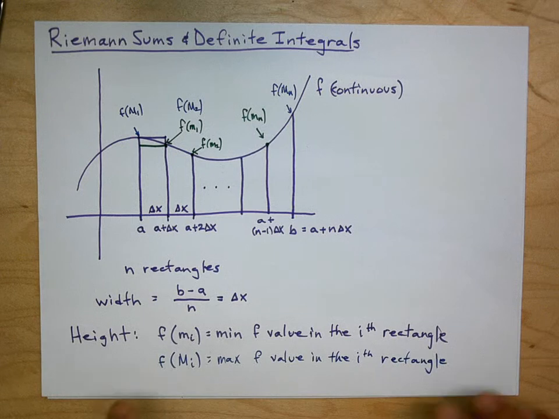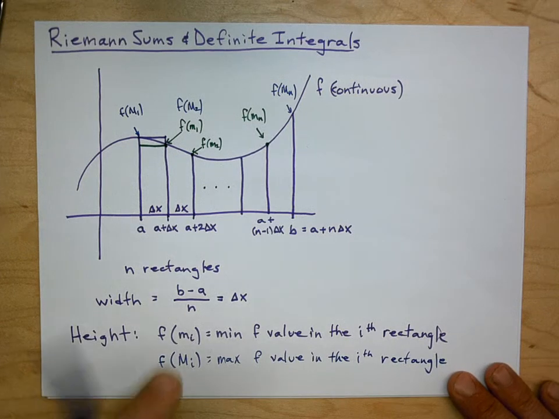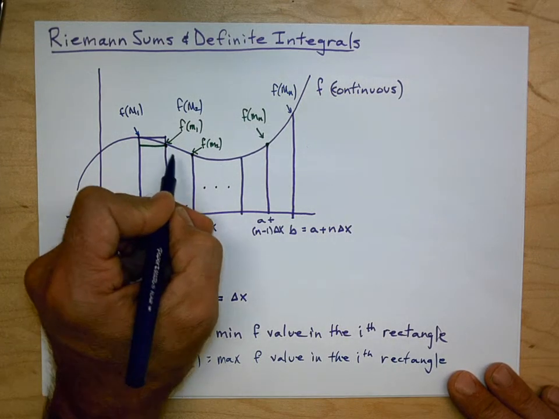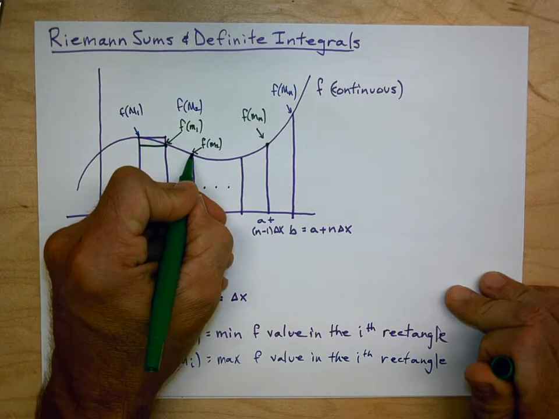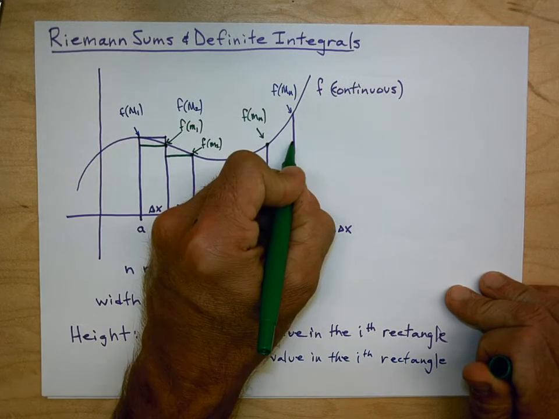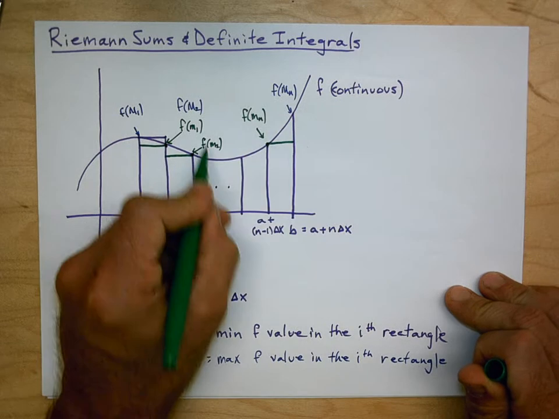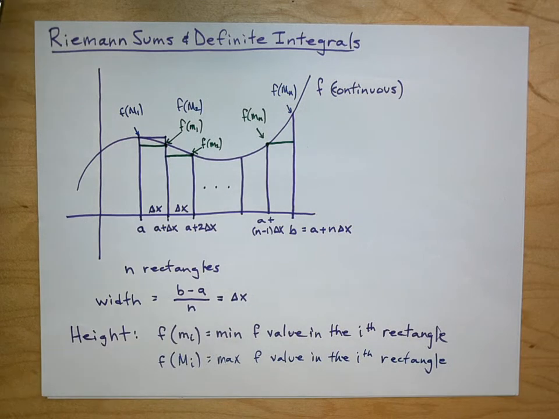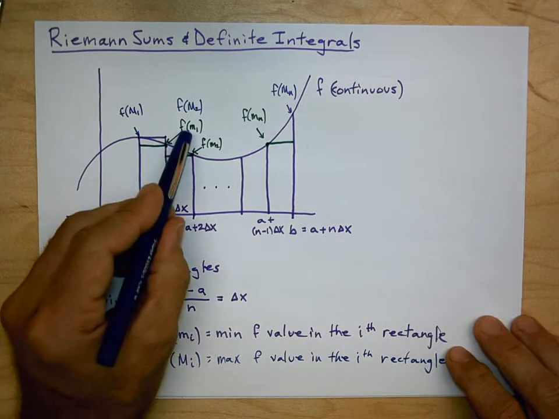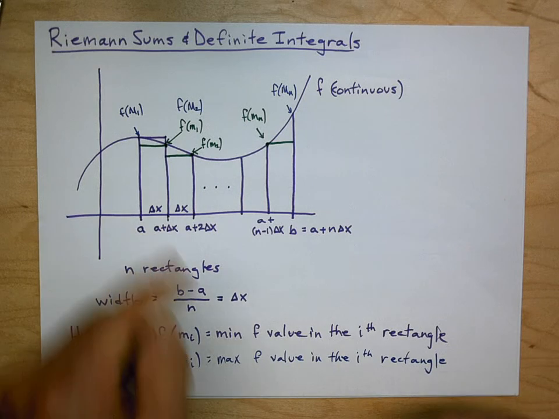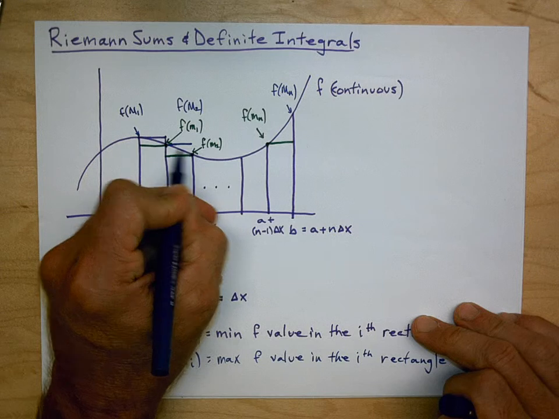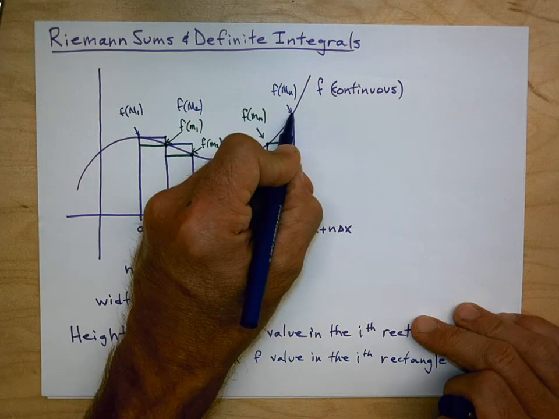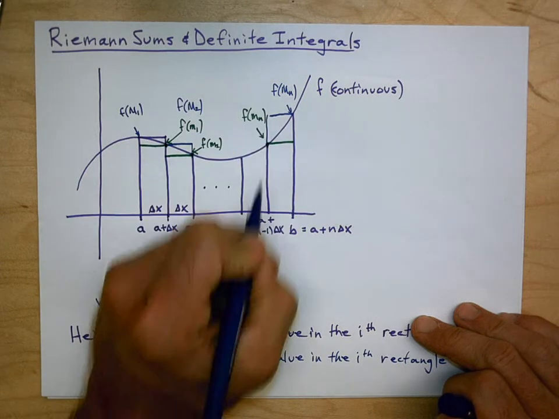So why am I defining two of these? If we look at these, I'll use green for the lower. So I could have a rectangle like this, and I could have a rectangle here, and all of these use the smallest function value in that interval. If I use the largest, I would get different rectangles, and that would be an overestimate.